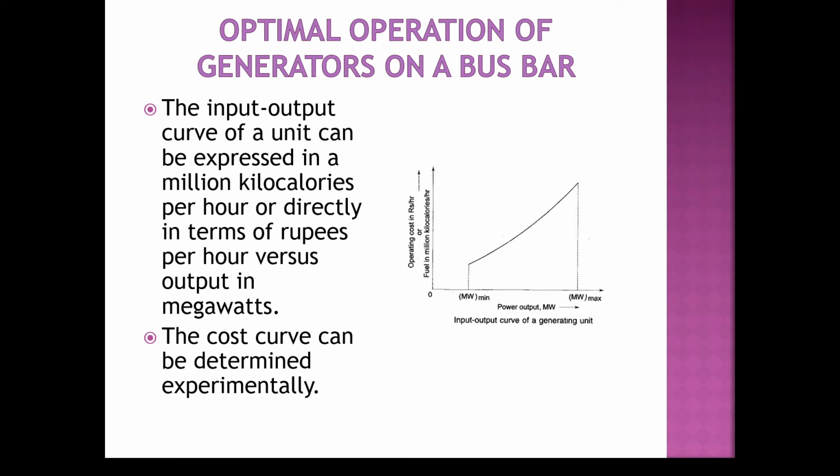So what is a unit here? A unit is nothing but a combination of boiler, turbine and generator. Whenever we are talking of a unit, it is a combination of boiler, turbine and generator. So the cost curve can be determined experimentally here. See, these are the values of minimum power and maximum power. We are writing here dotted lines, maximum power and minimum power.